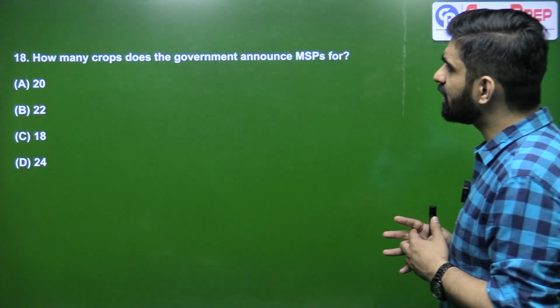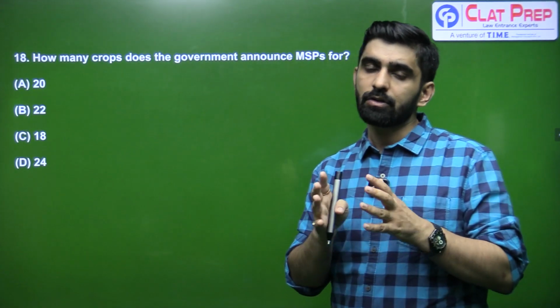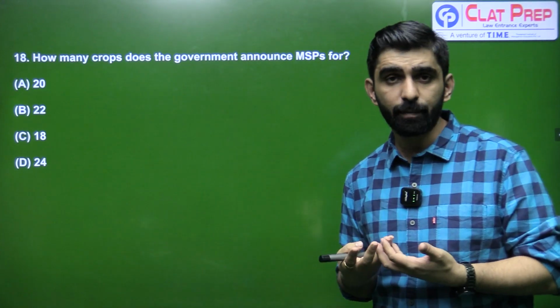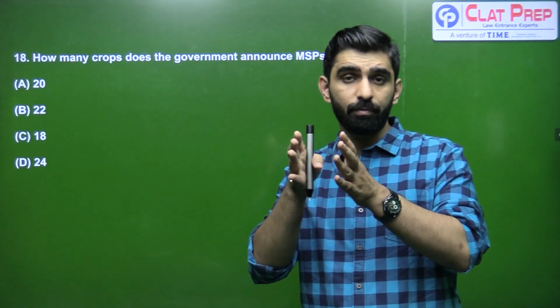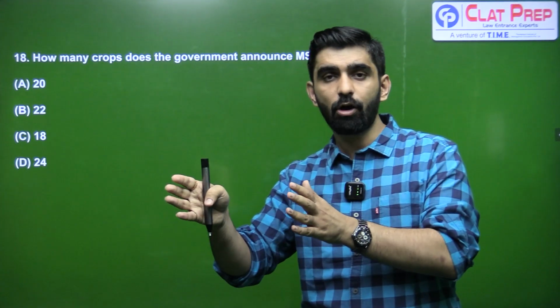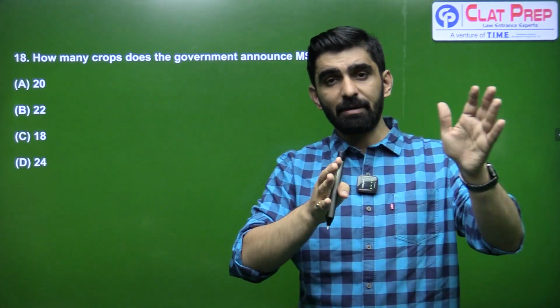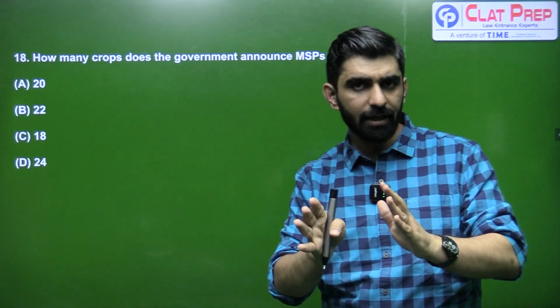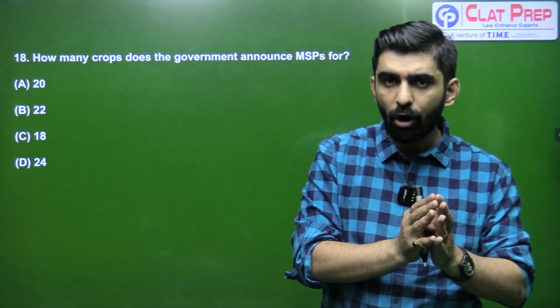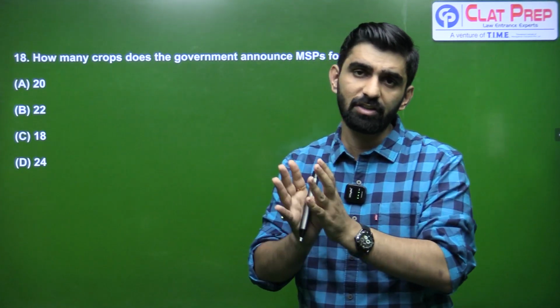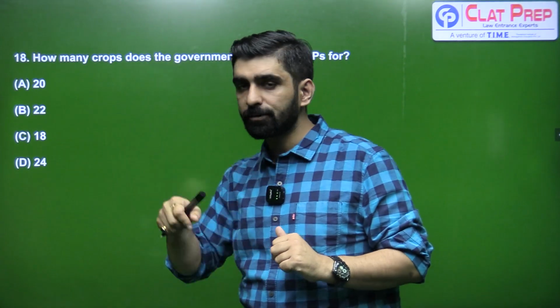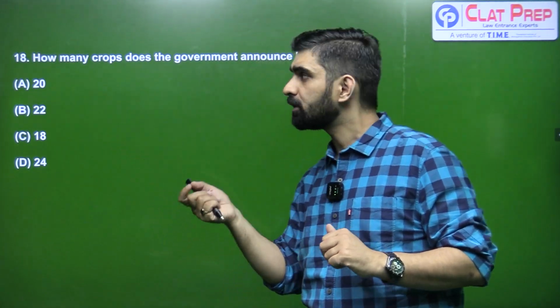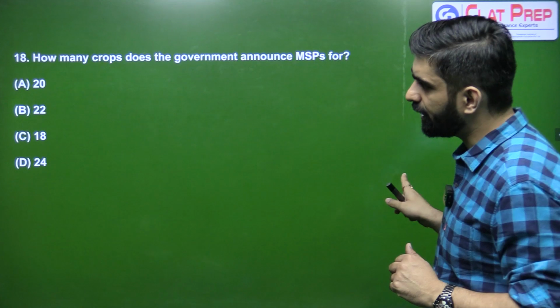How many crops does the government announce MSP for? MSP stands for minimum support price, which is announced by the government for 22 plus 1 crops. This is basically a total of 23 crops. But if I talk about MSP separately and FRP separately, then MSP is announced for 22 crops, and for sugarcane we have FRP. So the correct answer in this case is obviously option number B. For 22 crops, the government announces MSPs in India.